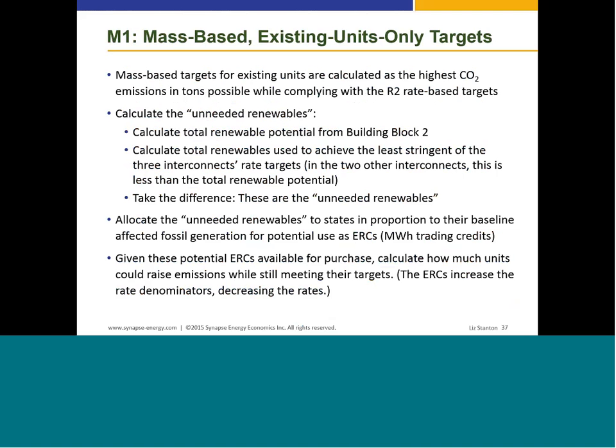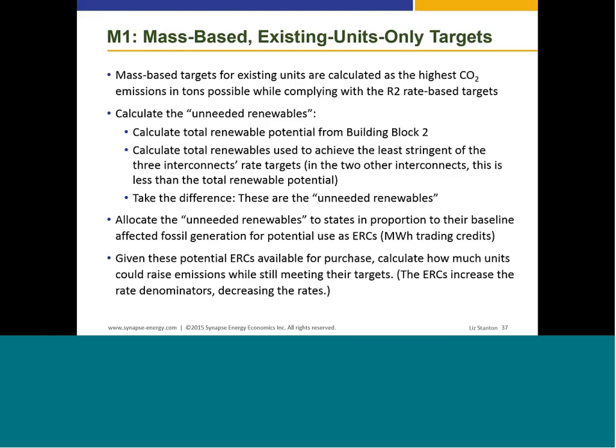A little bit about how they get there. The way they're figuring this out is on the basis of what is called the unneeded renewables. The idea of the unneeded renewables is that way back in building block 2, EPA calculated the total renewable potential for the entire United States. They did it interconnect by interconnect. Building block 3, sorry. Yes, Pat just told me it was building block 3. I keep getting them confused because they're in the wrong order.